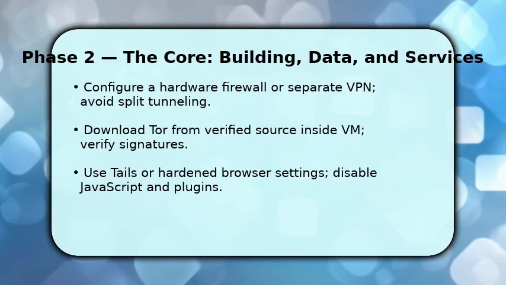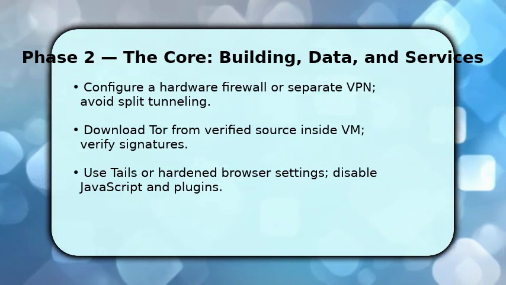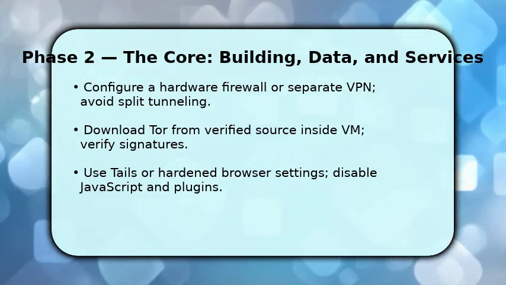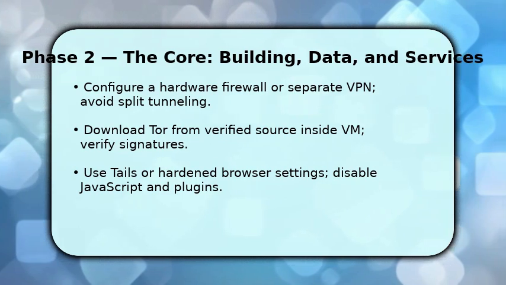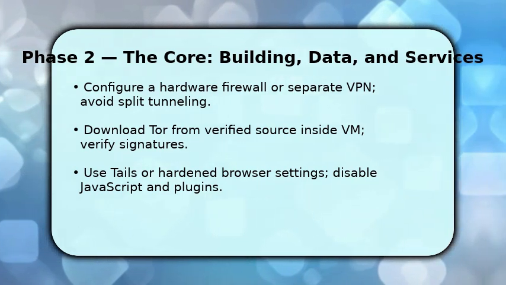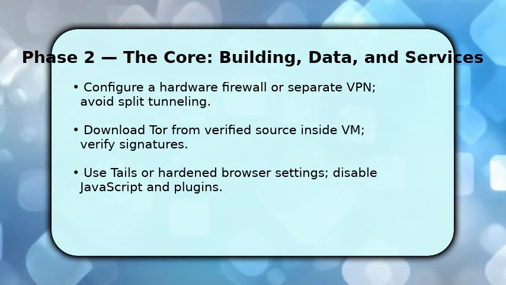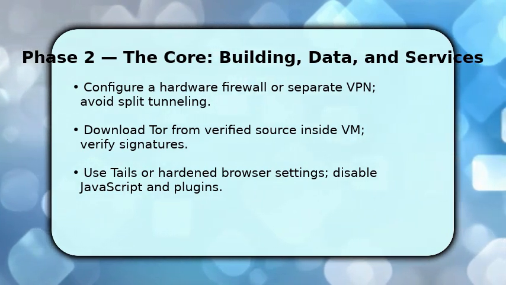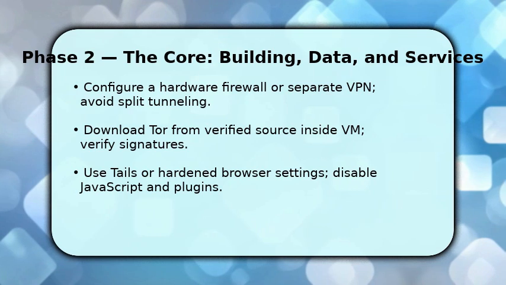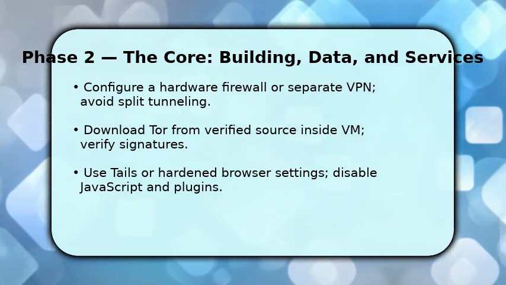Next, you harden the network path and tooling. First, route traffic through a trustworthy VPN or hardware firewall. Do not enable split tunneling because it can leak your real IP. Inside the VM, download Tor browser and verify its signature to ensure integrity. Configure Tor and, where feasible, use a live OS like Tails for stronger isolation.